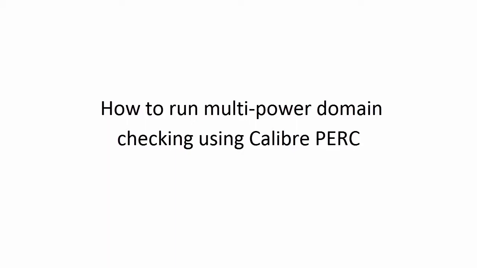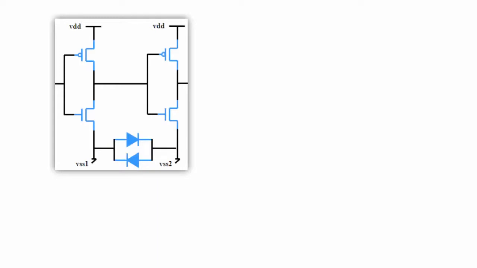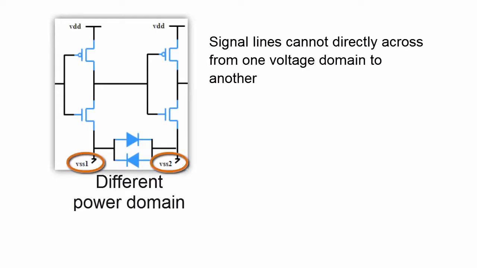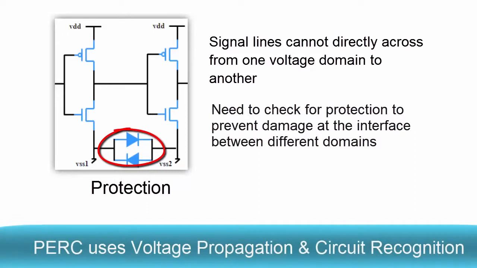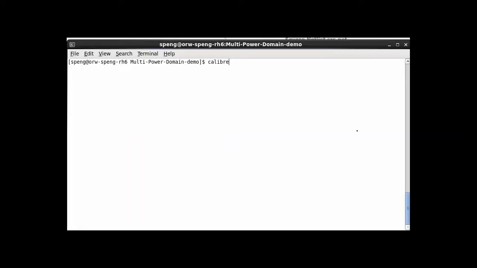Hello, today I'm going to teach you how to run multi-domain checking using Calibre PERC. In a multi-voltage domain design, a signal line cannot directly cross from one power domain to another without any protection. Calibre PERC will use voltage propagation to help you label the voltages across the design and use circuit recognition to catch those violations that ensure you have the right protection between different power domains.